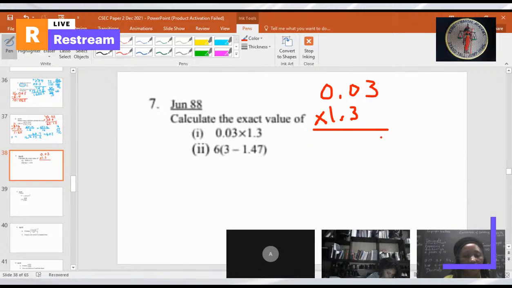3 times 3 is 9. 3 times 0 is 0. 3 times 0 is 0. Then the next line. 1 times 3 is 3. 1 times 0 is 0. 1 times 0 is 0. And there's 3 decimal places, 3 numbers.